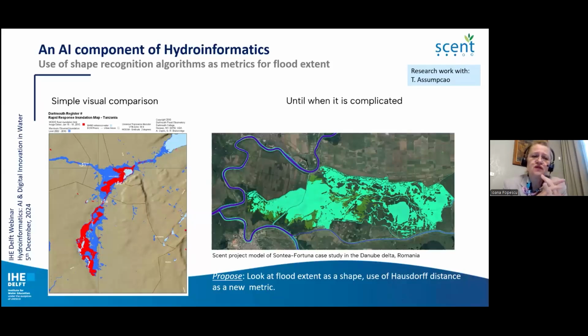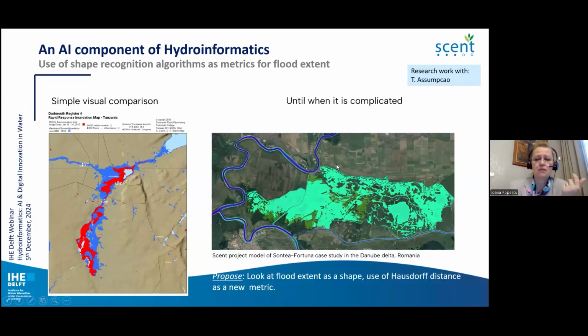So looking at floods, what we do is a simple visual comparison. On the left side, you can see from the Dartmouth Flood Observatory register an image from MODIS of a flood and how it fits with what was actually recorded from the flood. You can see the blue and red, and all this was an inundation map in Tanzania. It's very simple to do the visual comparison.